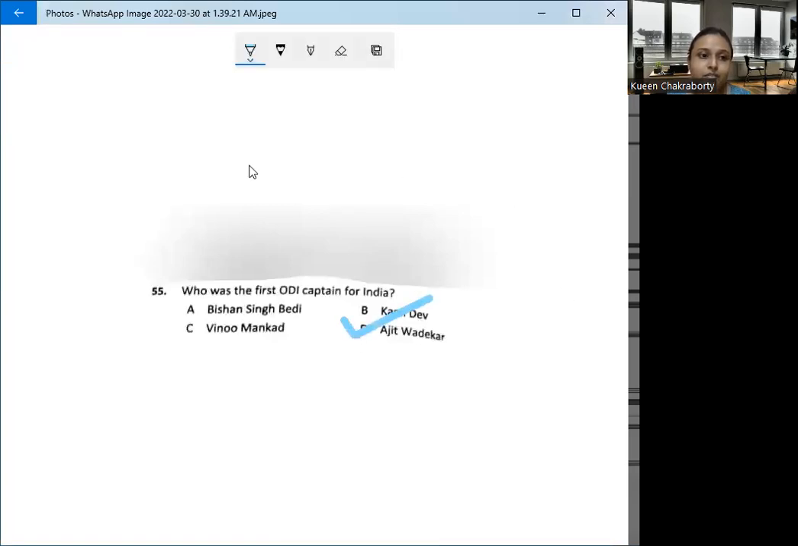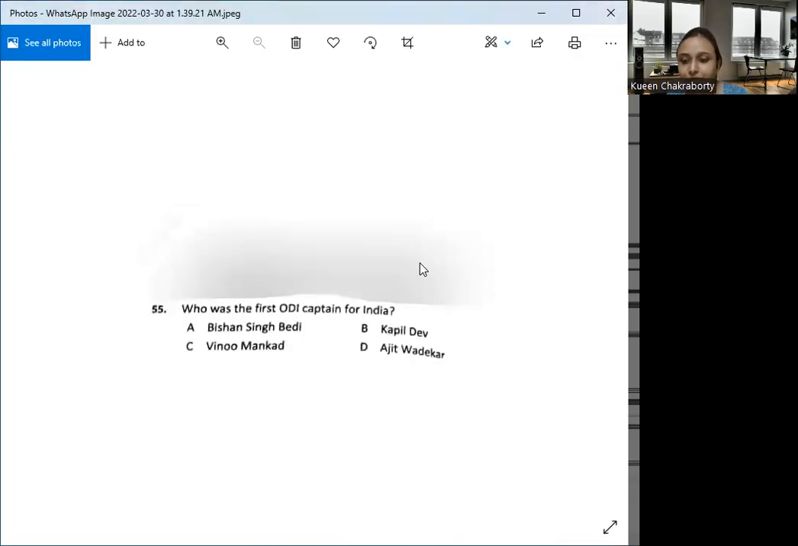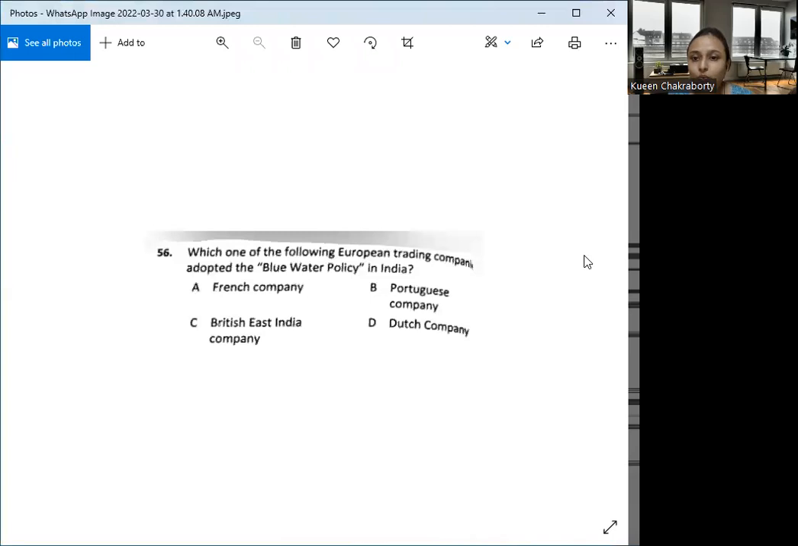Okay. So now moving on to the next question, question number 56. Which one of the following European trading companies adopted the blue water policy in India? French company, Portuguese company, British East India Company, Dutch company. So the correct answer is the Portuguese company. The Portuguese trading company adopted the blue water policy in India.